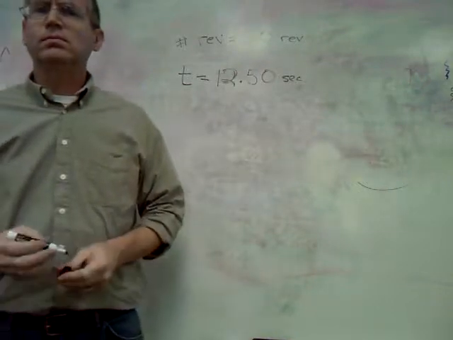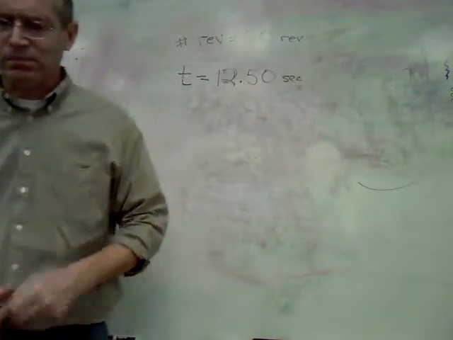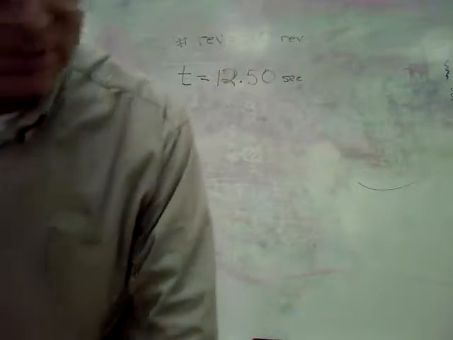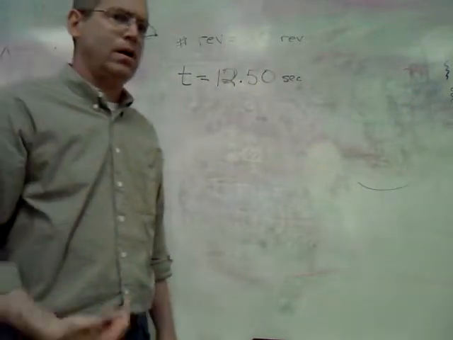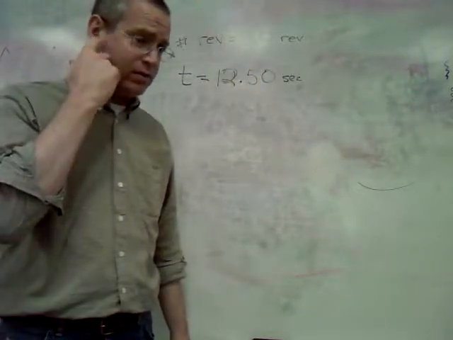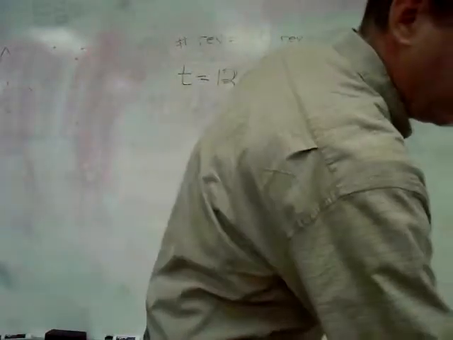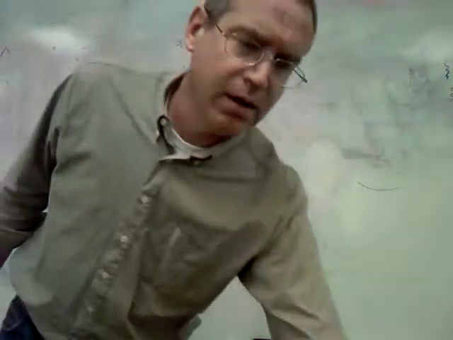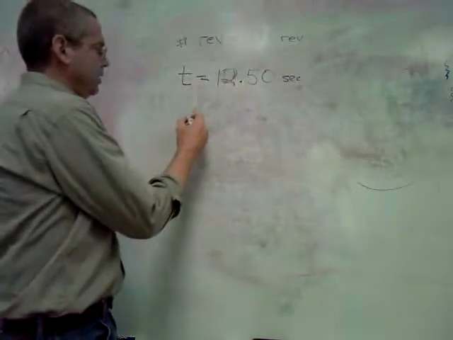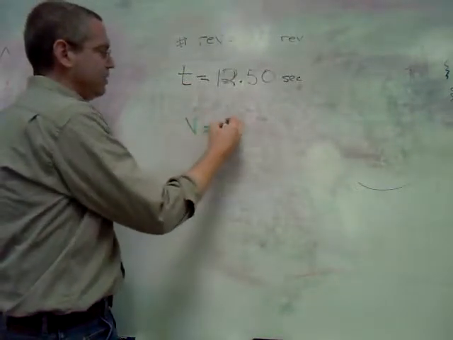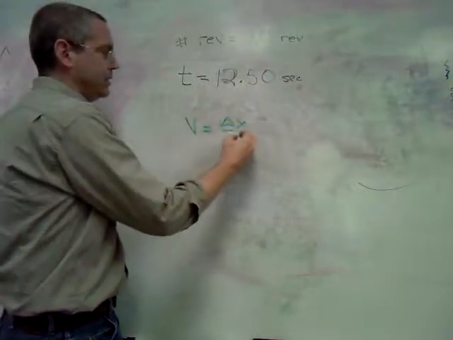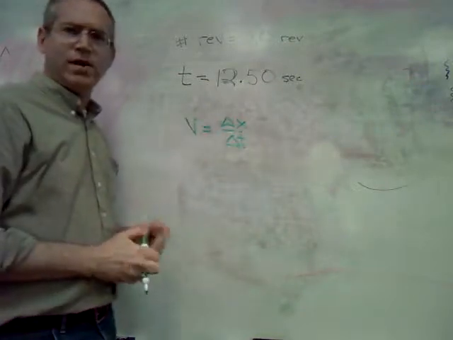Well, there are a couple things I need to know on that. So first off, how far did it travel? If I'm assuming it's traveling at a constant speed, then I know that my speed is just going to be the distance over time. So I have to figure out the distance.